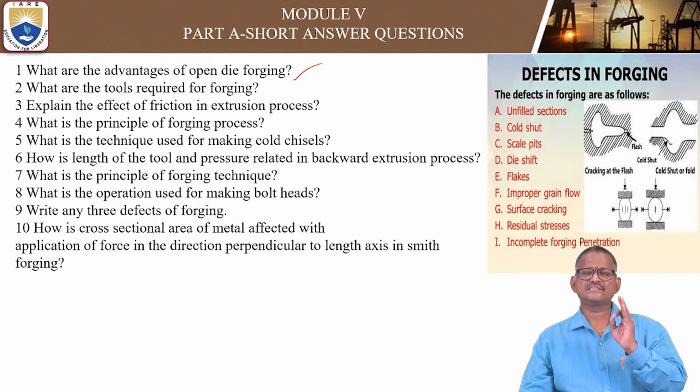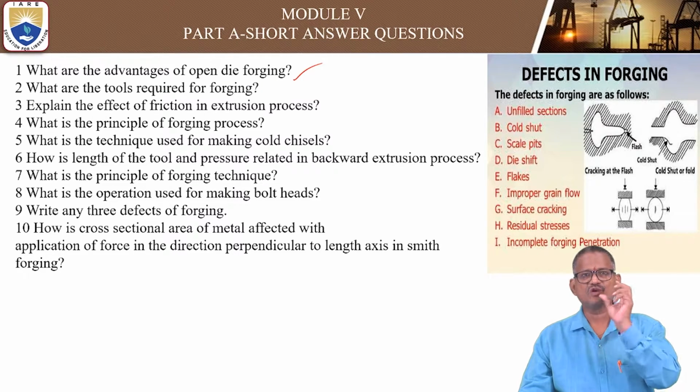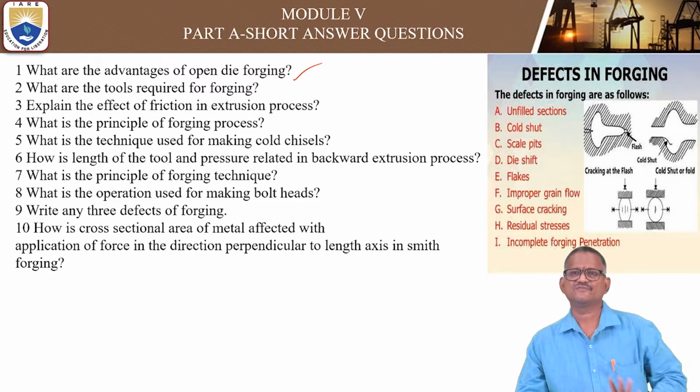Students, there are two things you should remember. The first thing is you should write short answer questions. Technical terms should be very clear, and there is no need to write the history, just up to the mark. Suppose, for example, they ask what are the advantages of open die forging.